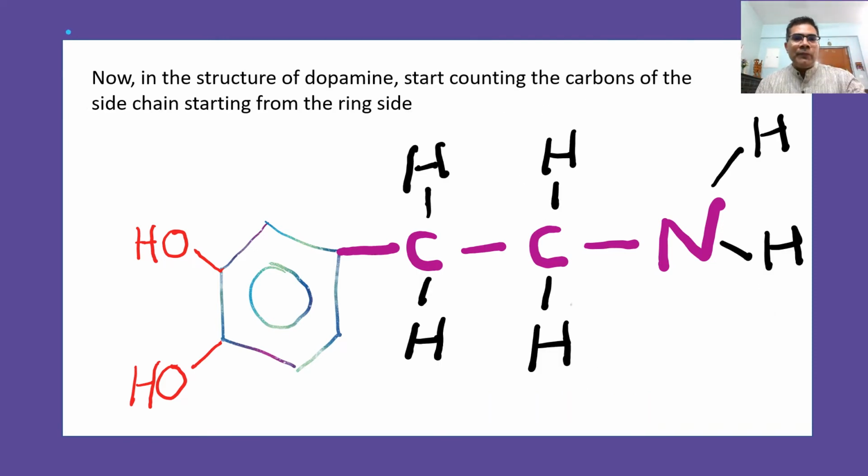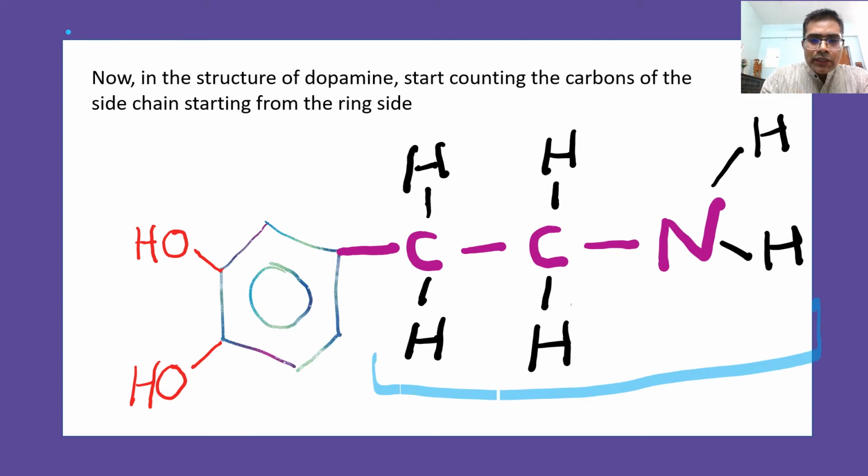Now moving forward. This is the structure of dopamine. All of you know it. Now start counting the carbons from the side chain, from the ring side. This is your side chain. You start counting the carbons in the side chain from the ring side. If you start counting from here, this will be your carbon number 1 and this will be your carbon number 2.